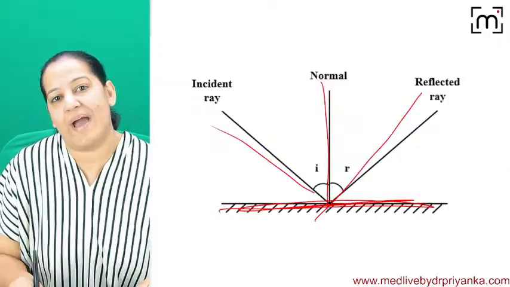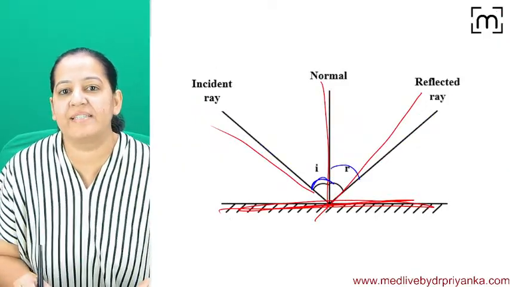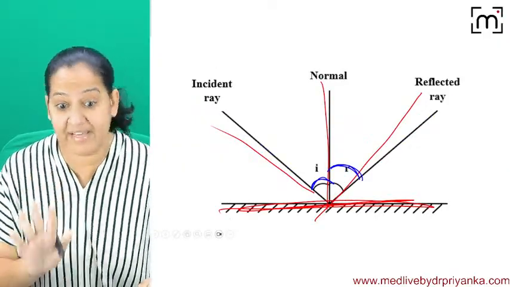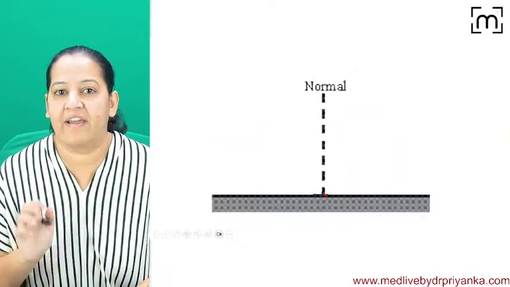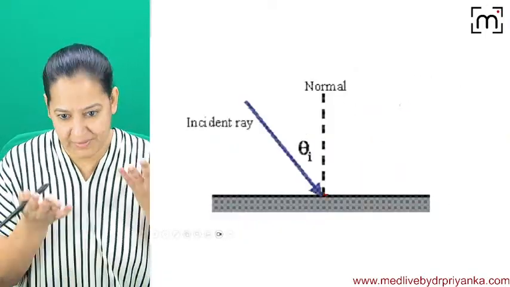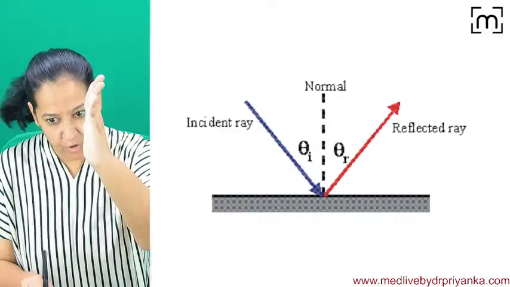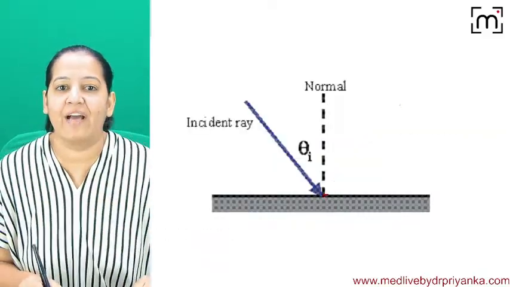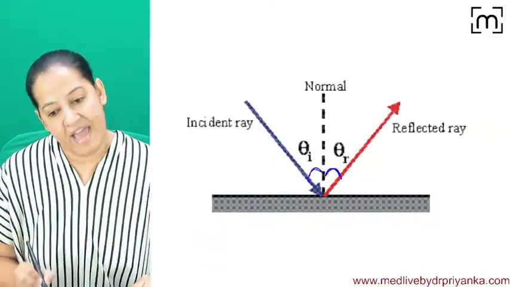Angle of incidence is equal to angle of reflection. You can see angle of incidence and angle of reflection, they are always equal, whatever the value. These are the two laws. The incident ray, reflected ray, and normal are in the same plane, and the angle of incidence is equal to the angle of reflection.